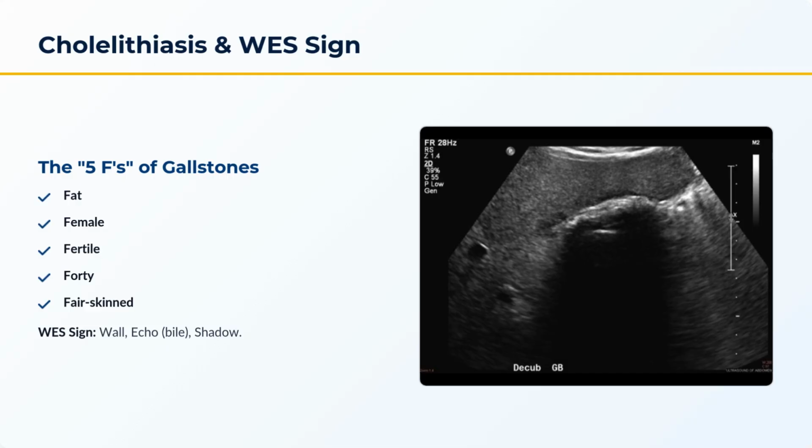Risk factors follow the 5 Fs: fat, female, fertile, 40, and fair. Sonographically, look for mobile echogenic foci with posterior shadowing. If the gallbladder is full of stones, document the WES sign to confirm the organ is present but obstructed.